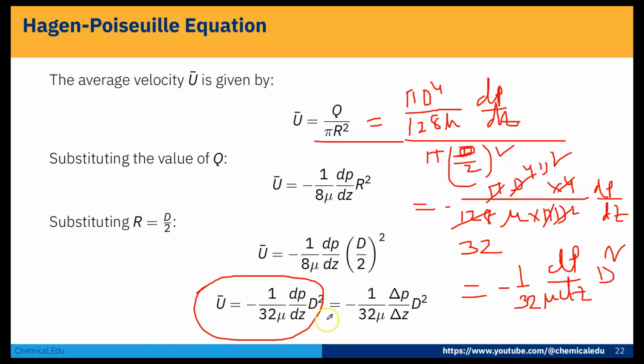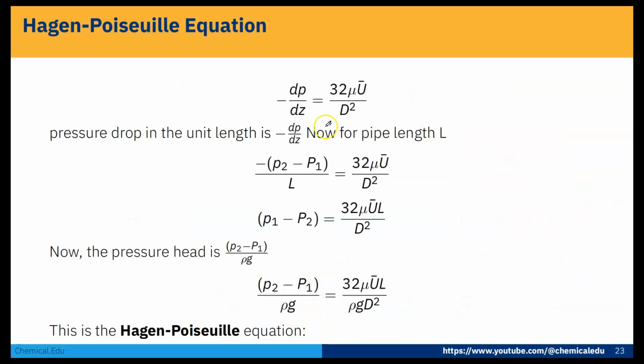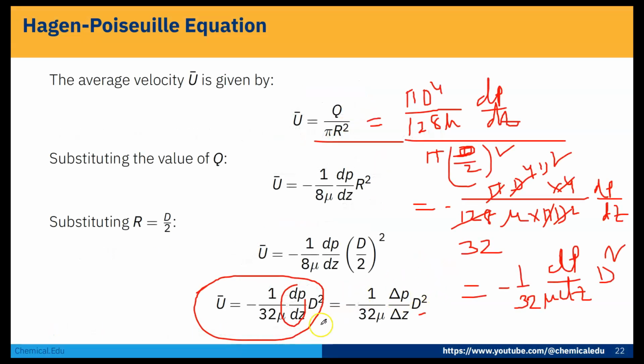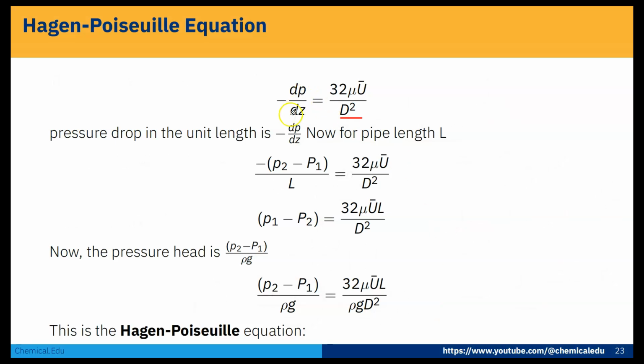Now dp/dz we can also write as del p by del z. So u bar is minus 1 by 32 mu del p/del z D square. Now minus dp/dz is equal to 32 mu u bar by D square. So from here, we just change that dp/dz is equal to this. Pressure drop per unit length is dp/dz. Now if the pipe length is L, then minus dp/dz is nothing but minus (p2 minus p1) by L, which is equal to 32 mu u bar by D square. So p1 minus p2 will be 32 mu u bar L by D square.